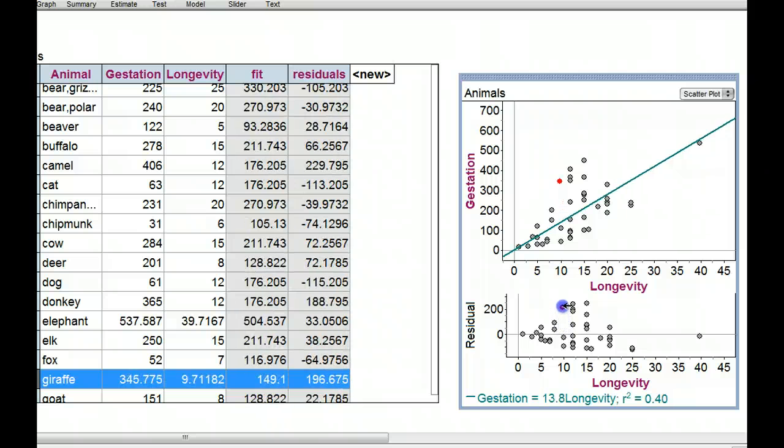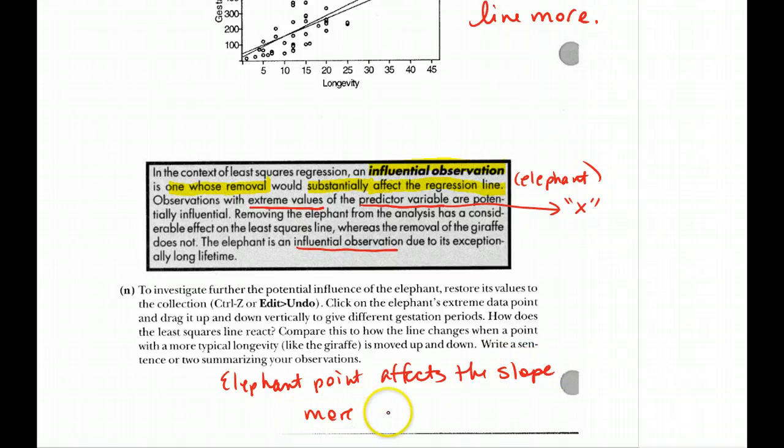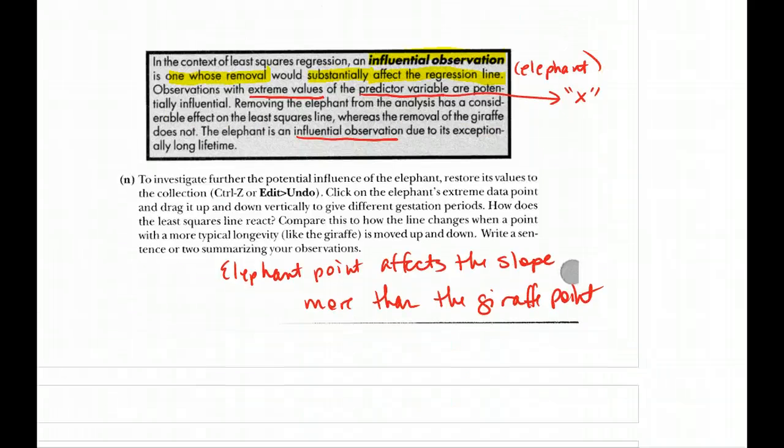And do we see the line changing very much? No, the line isn't really changing as much, I guess, is what we're trying to say here. Okay. All right. So, well, the elephant point affects the slope more than the giraffe point. Okay.